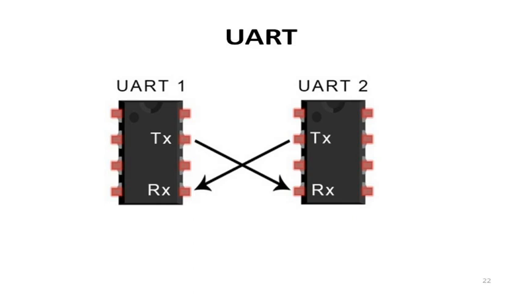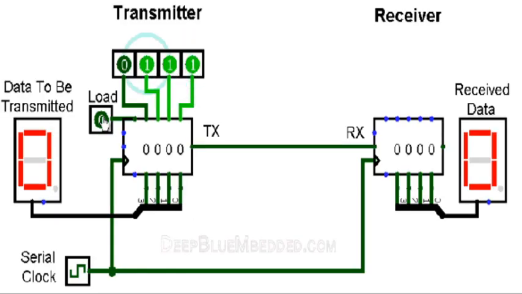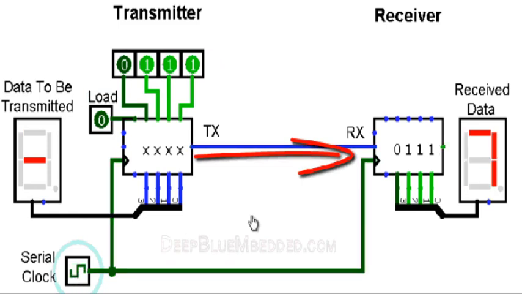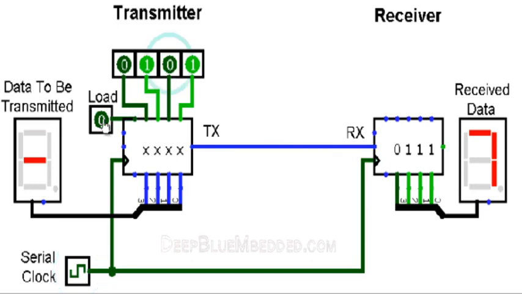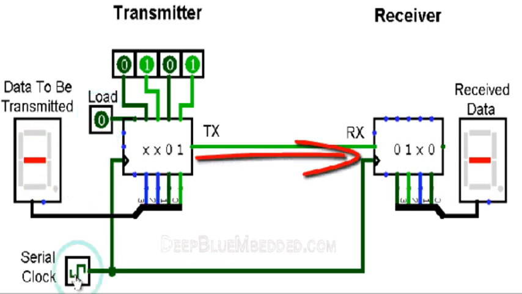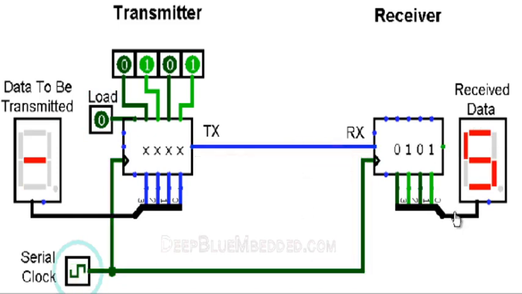So here we have the TX line and RX line. So parallel data will be converted to serial, and serially it is going to transmit through the TX line, and on the receiver side it will receive through the RX line, and again it will convert that into parallel data. So we can see here we have 4 bits of data. The data given is now 7. So after loading and giving a clock signal, the 7 will be transmitted.